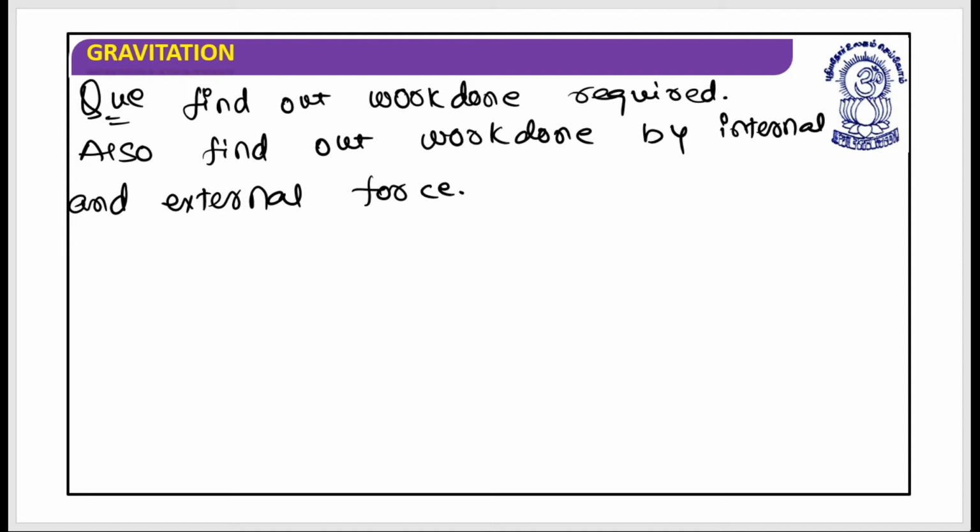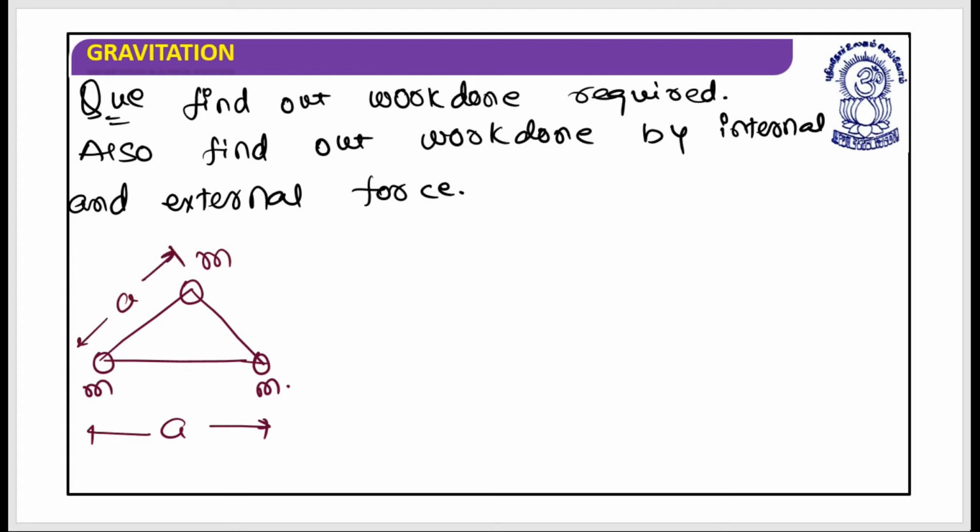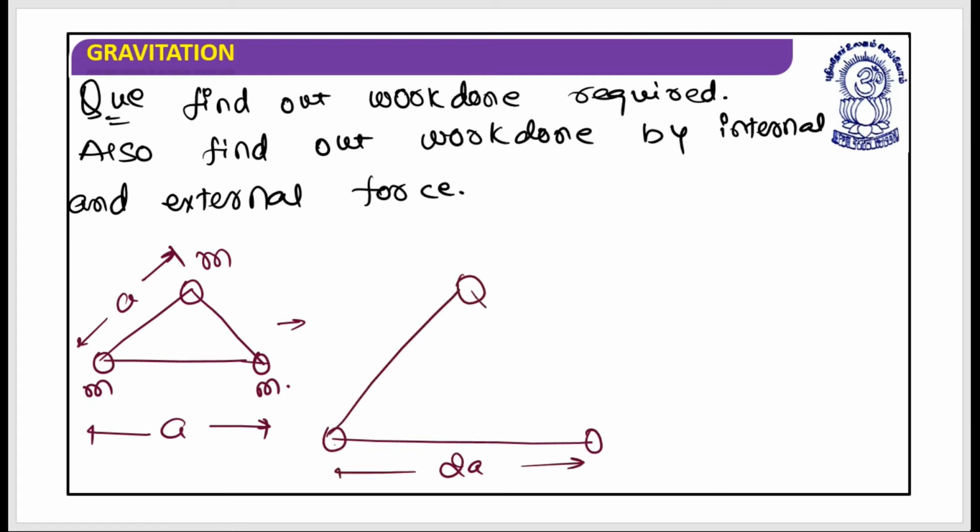So what is to be done? Initially the system looks like this. This was M, this was M, this was M. Their separations were A, and finally the system will look like this. This is 2A, this is 2A. So the masses absolutely remain the same, and this was the initial system and this was the final system. So you need to do this. How will you do this? You need to find out the work done required.